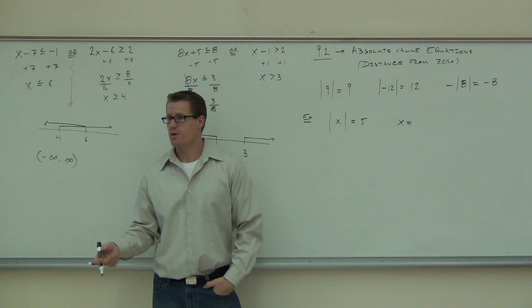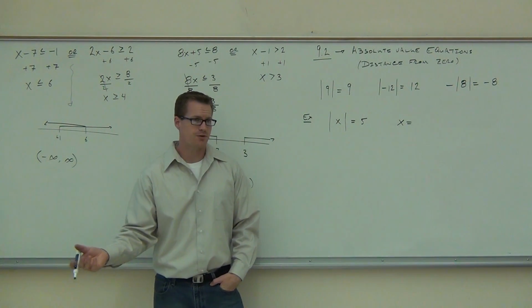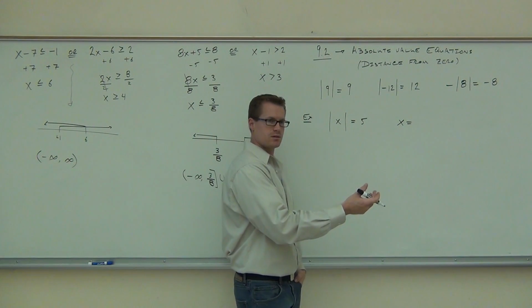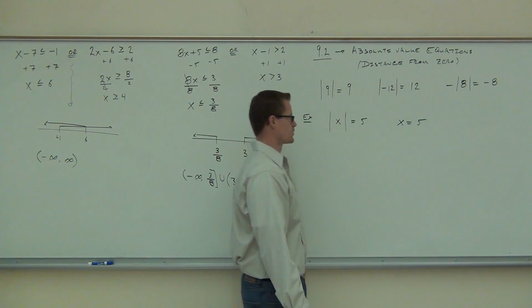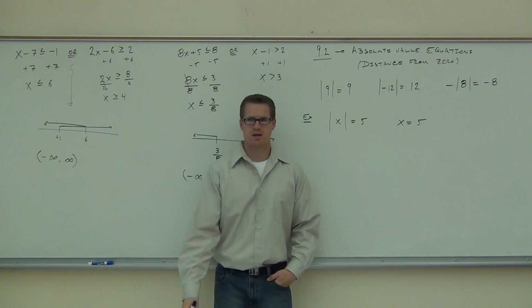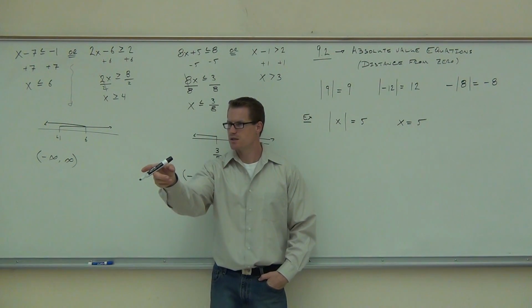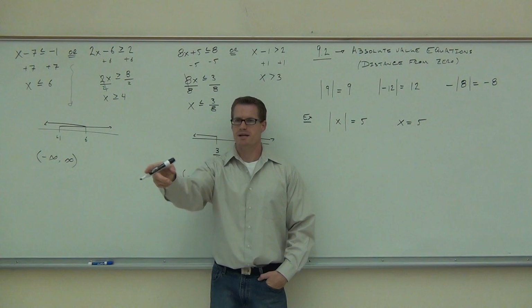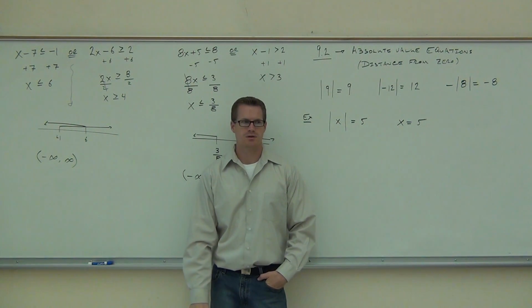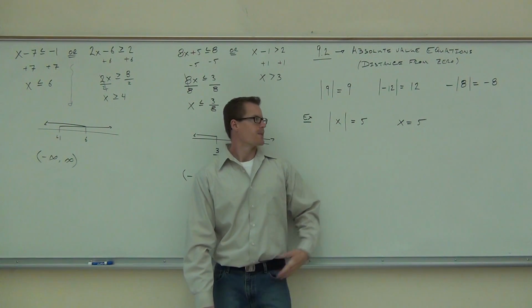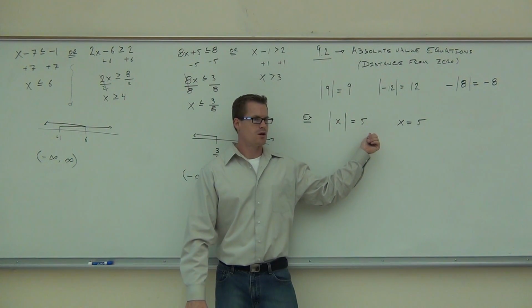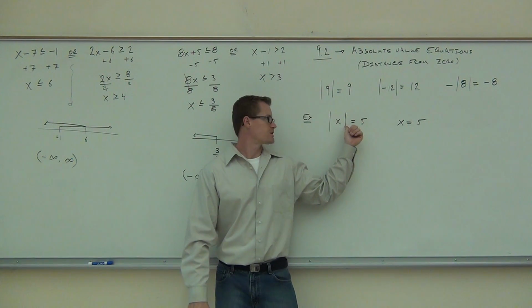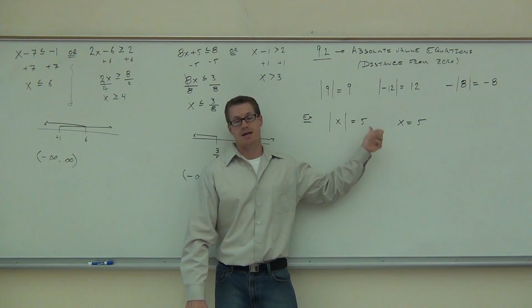5. Yeah, 5 would work, right? Because if I took the absolute value of 5, that would give me 5, wouldn't it? Okay. 5 would work. Well, wait a second. So a couple other people said a couple other things. What'd you say? Negative. Well, wait a second. Why negative 5? Because absolute value is going to turn positive. Oh, so if I plug in positive 5, the absolute value of 5 is 5, true? If I plug in negative 5, what's the absolute value of negative 5? 5. Hey, it works.